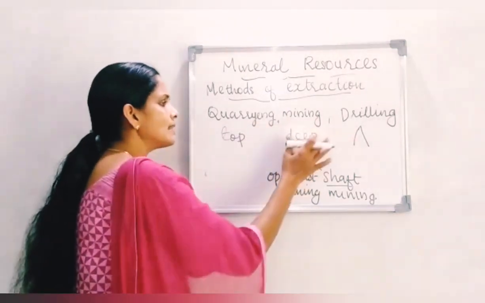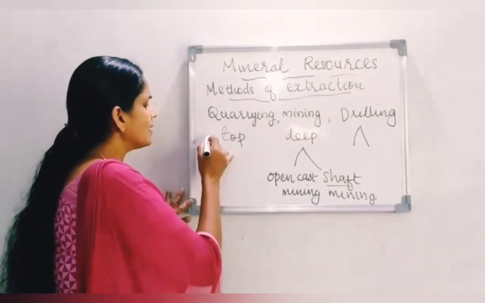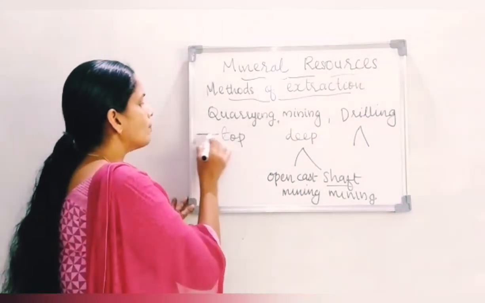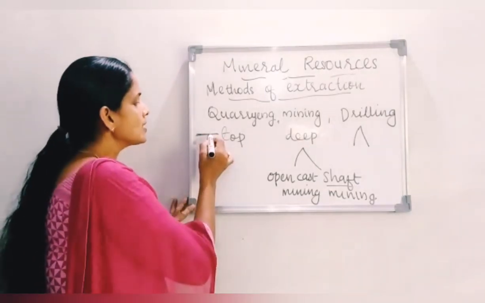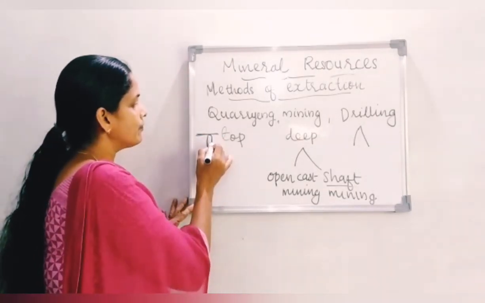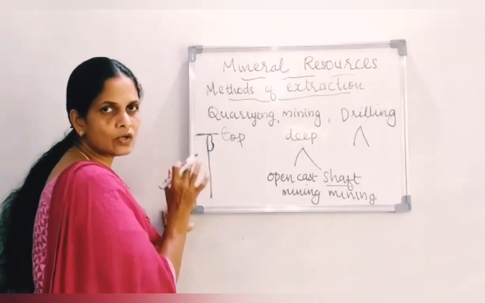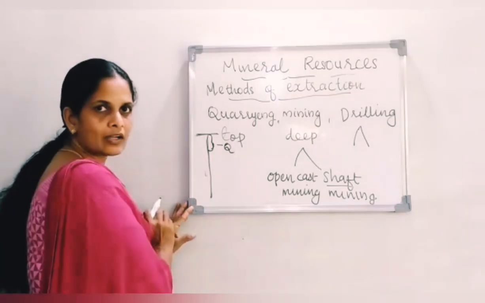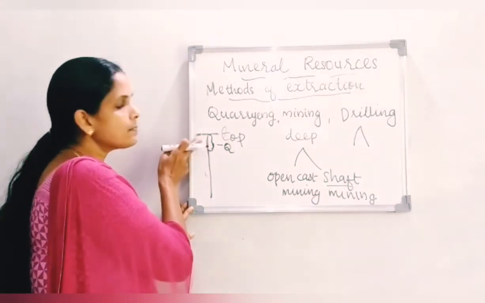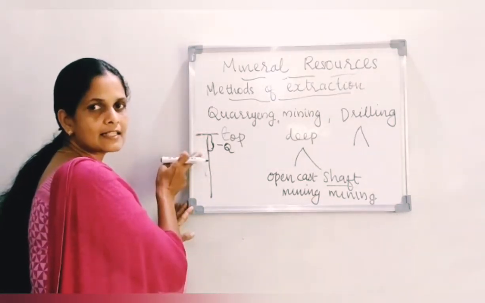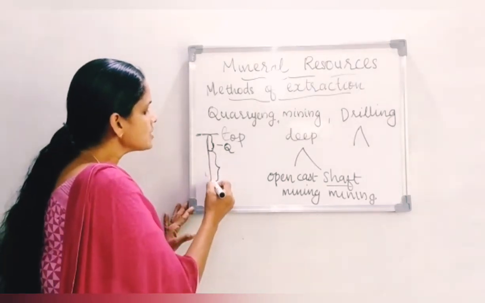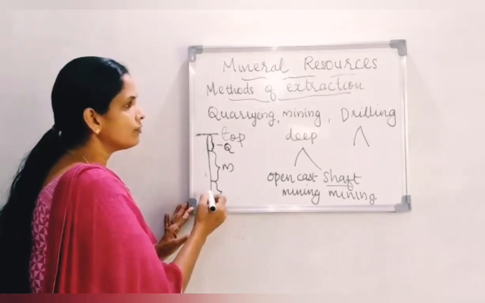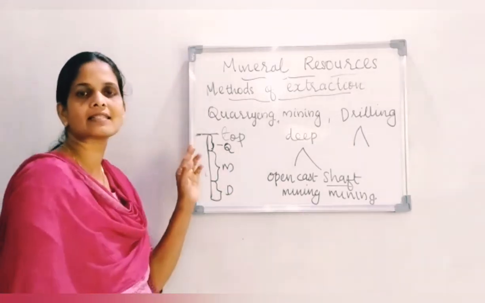For understanding this, I am doing one sketch here. Listen, my dear children. Suppose this is the topmost part of the earth. If minerals are found in this part, we mainly use quarrying, because if you remove this part, it is easy to extract the minerals. If the minerals are found in this part, we can use mining. And if it is a very deep part of the earth, we use drilling. You must understand it in the same way.